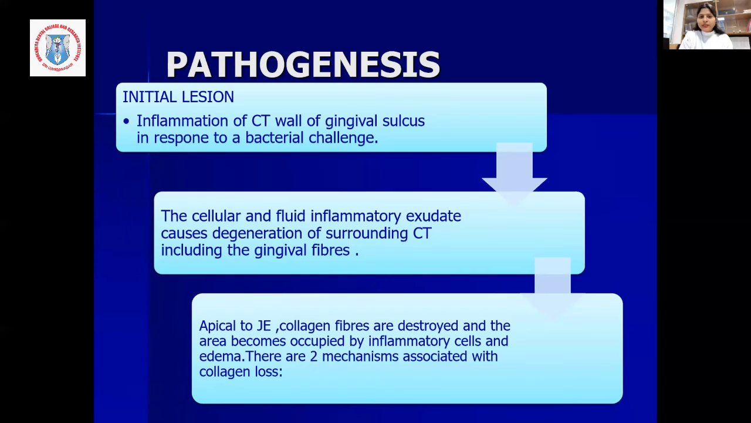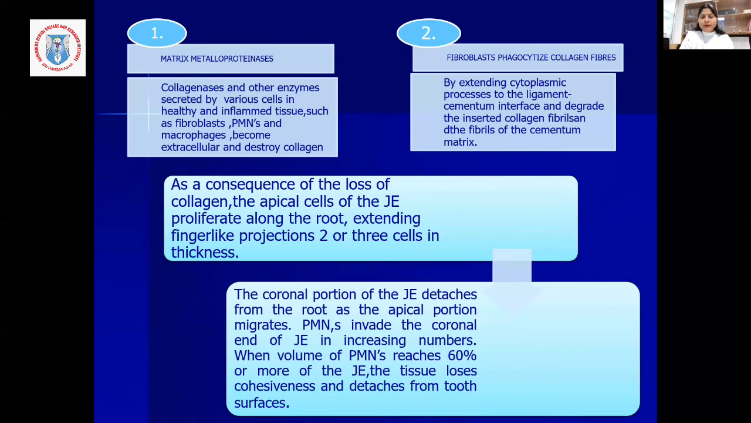Apical to the junctional epithelium, the gingival fibers get destroyed. Now, you know that fibers are made up of collagen, and when collagen gets destroyed, empty spaces will be present in the connective tissue, and that will be occupied by the inflammatory cells and the edema. Now, there are two mechanisms by which there will be loss of the collagen.